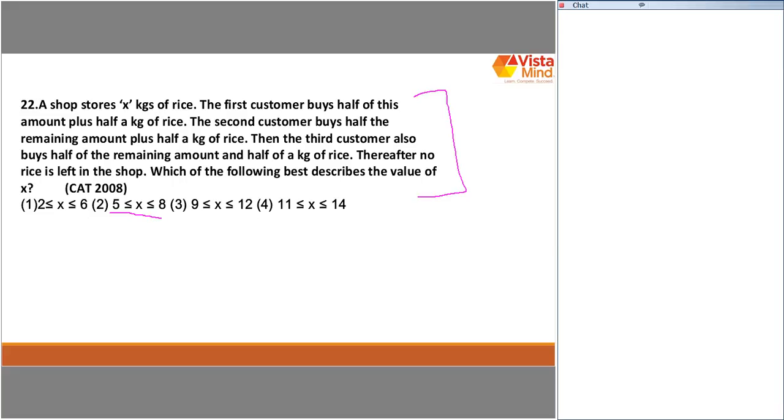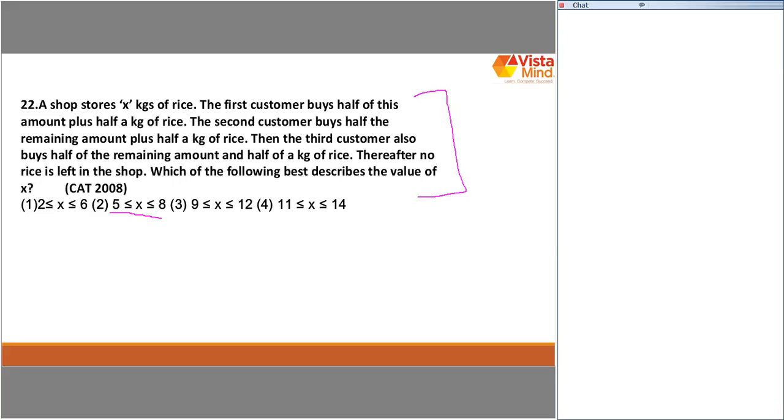Okay guys, let us discuss this question. The question says a shopkeeper has X kg of rice with him. The first customer buys half of this amount plus half a kg. The second customer buys half of the remaining, whatever is being left in the shop, he takes half of that plus half a kg. Then the third customer also buys half of the remaining, again what is being left, plus half a kg. Therefore, after 3 customers, there is 0 amount of rice left.